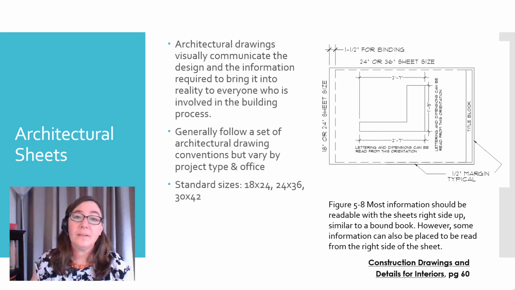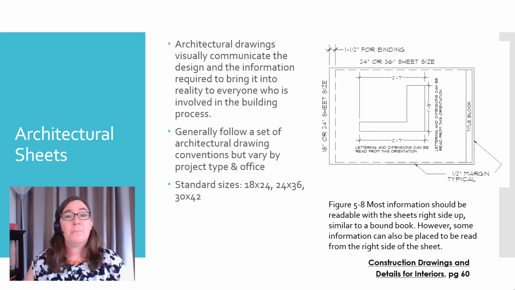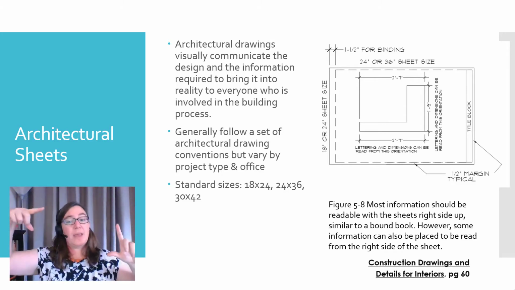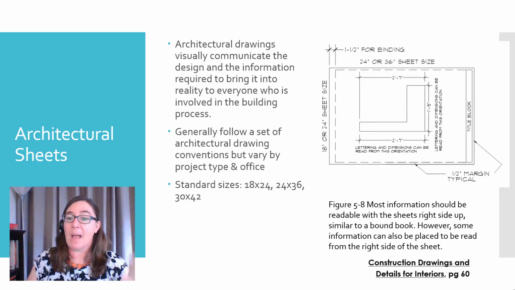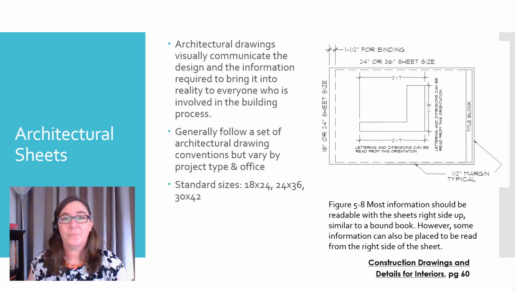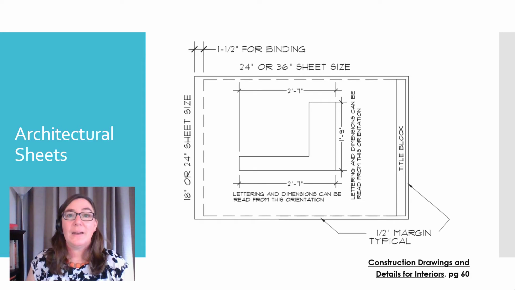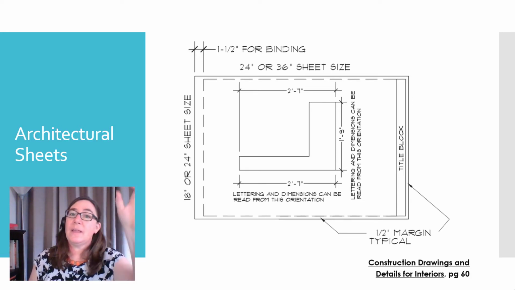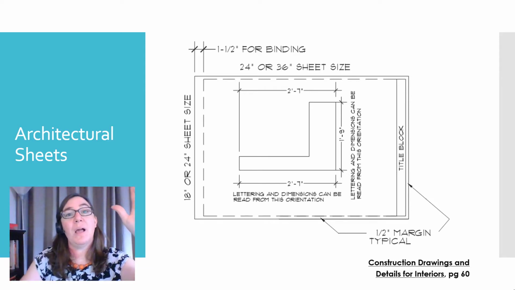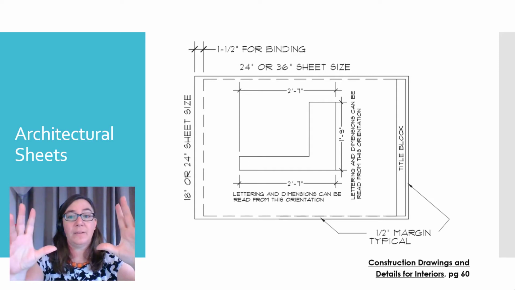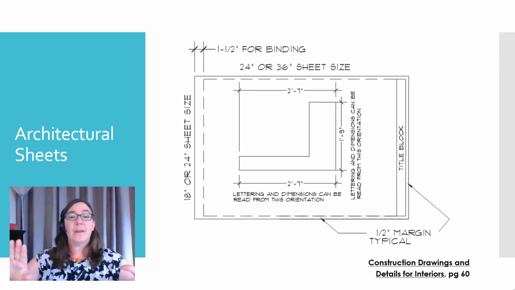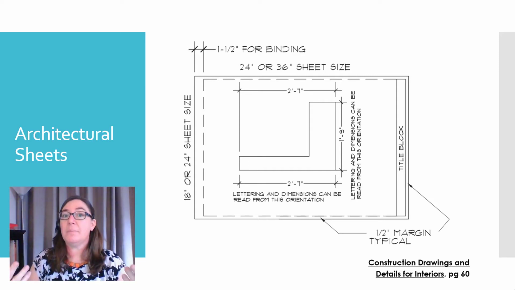The sizes vary, and most sheets are going to be in landscape format, all right side up, kind of like a bound book. They are bound along the left. Let's take a closer look at that image, and we see that we have a title block along the right-hand side. Our drawing is placed in the center. The lettering and dimensions are meant to be read from this direction.